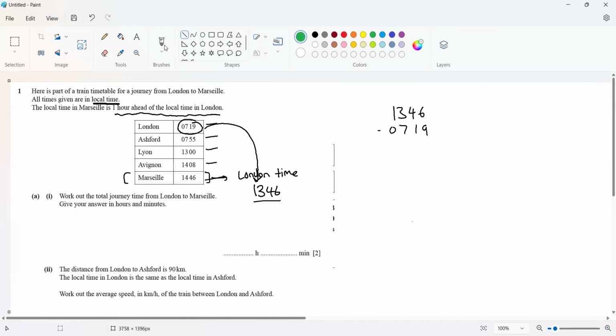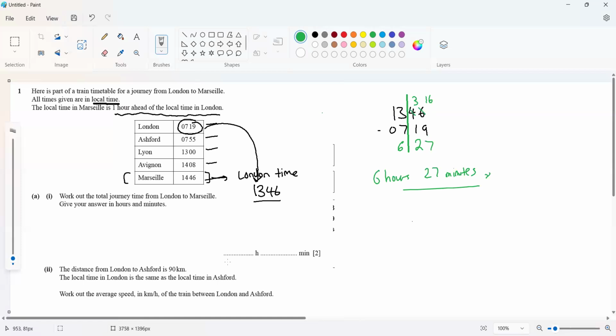When we are subtracting time, it would be good to split between the hours and minutes because it doesn't work like a normal subtraction. So from here, 46 minus 19, borrowing a 10, that'll be 16 minus 9, that will be 7. Then 3 minus 1 is 2. And 13 minus 7 will be 6. So this is 6 hours and 27 minutes in this case. So that's for our question A1.